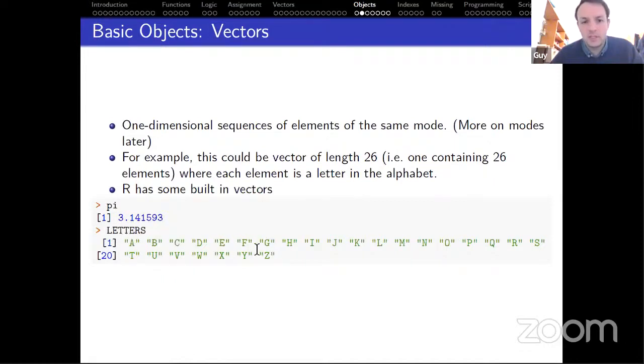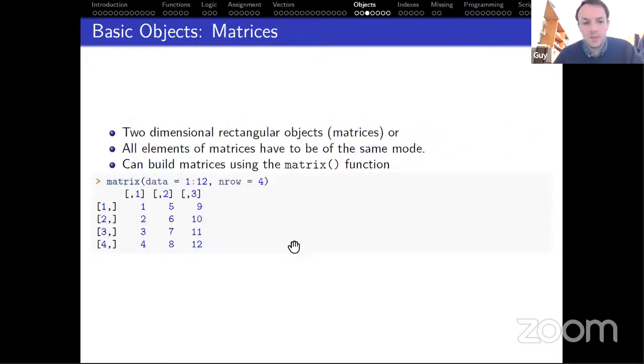It has 26 different elements, whereas in pi there's only one element, and it's a numeric type of vector. In letters it's slightly different. These are all in green because they're character strings, bits of text, and they're all of the same type. This is the key to vectors: we'll always have the same type of elements in the object. Remember, a vector is just like a single column, is the best way to think about it.